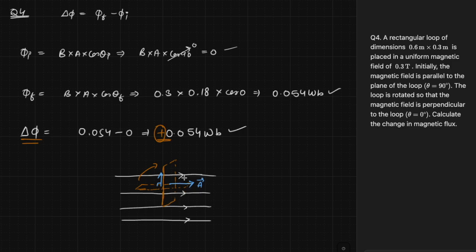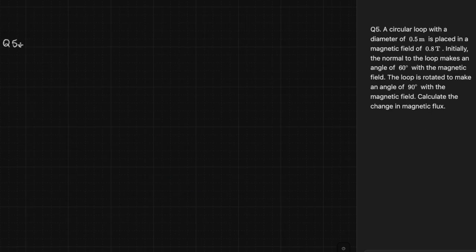Let's go for the final question, question number 5. So let us read it properly. A circular loop with a diameter of 0.5 meter is placed in a magnetic field of 0.8 Tesla. So the magnetic field is given 0.8 Tesla. Initially, the normal to the loop makes an angle of 60 degree. Normal to the loop is nothing but area vector. So area vector theta is given here 60 degree. The loop is rotated. Then what happens? We rotate this loop to make an angle of 90 degree with the magnetic field.